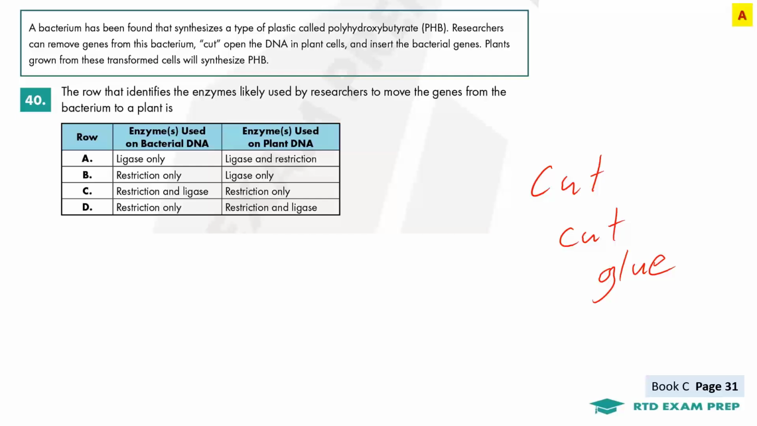So we're moving it from a bacteria to a plant. Okay, so we are going to cut the bacteria. So I look at B and I look at D and I go, both of those are right now a possibility. Now, as I look at B, I know this is not possible. Remember, cut, glue. You have to cut open the plant DNA before you can insert it. So 40 being D.